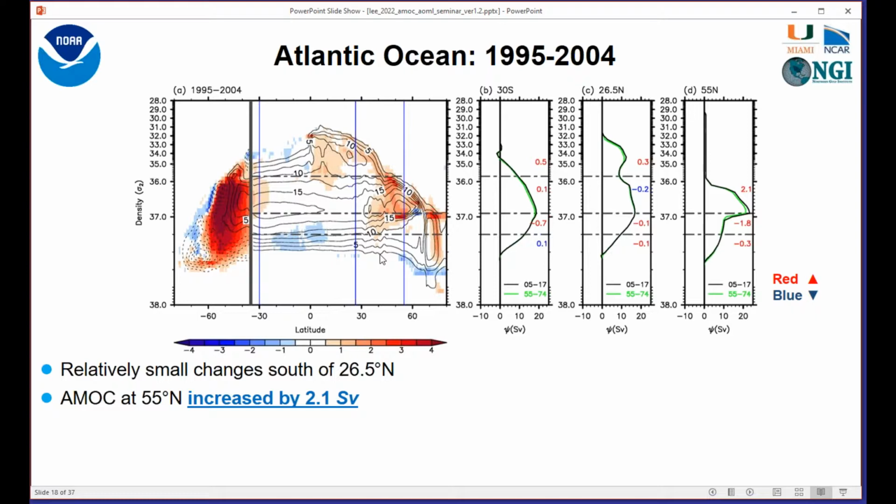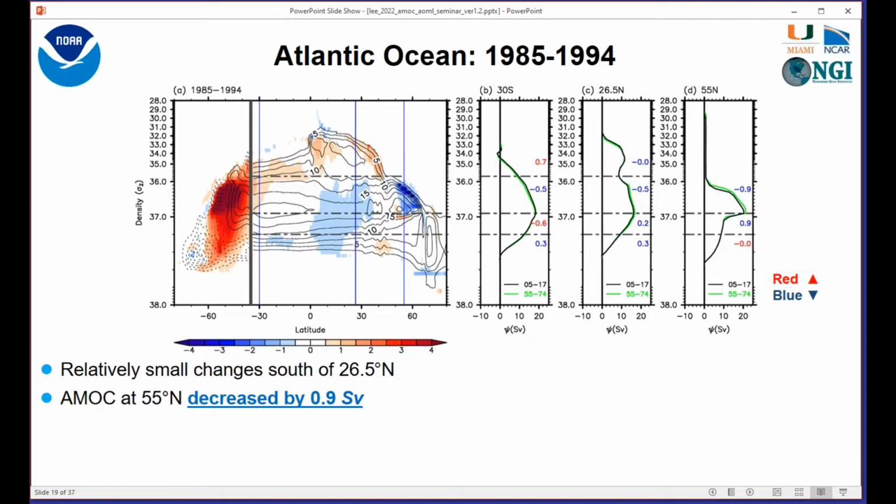And then let's go to the earlier period, 85 to 94. In this case, not much change in the interior ocean, but at 55 degrees north, MOC decreased a lot, by about one further. So it seems like there is some sort of a big interdecadal fluctuation between different decades here.